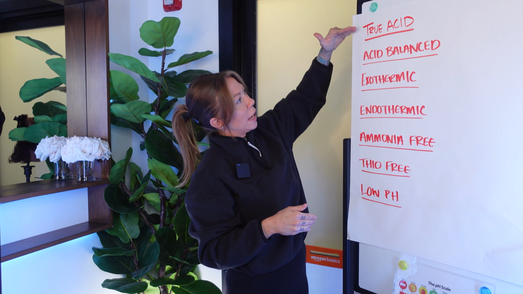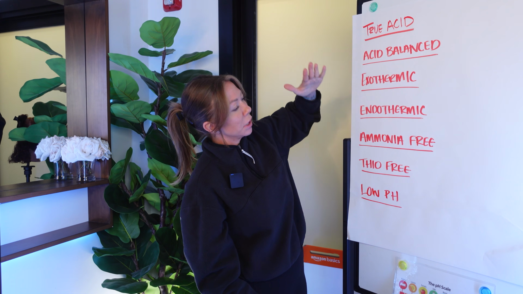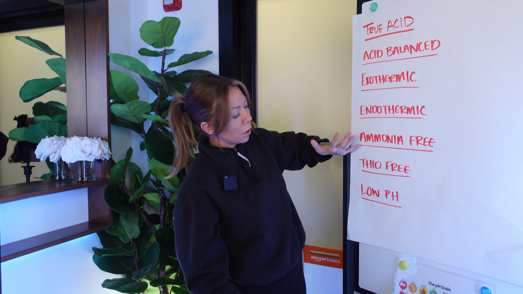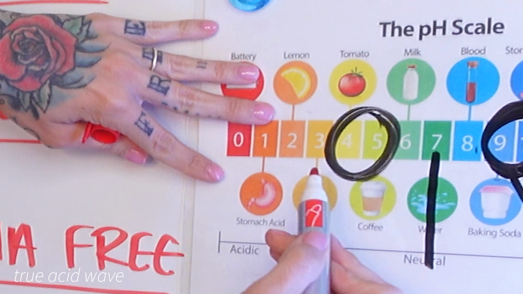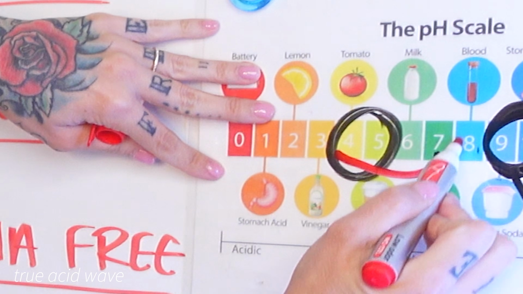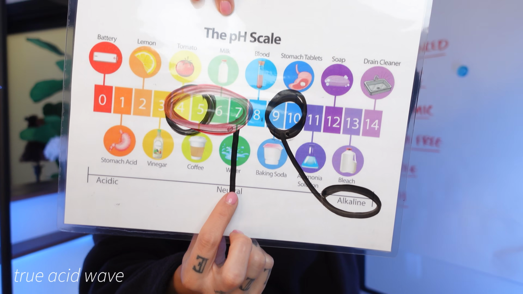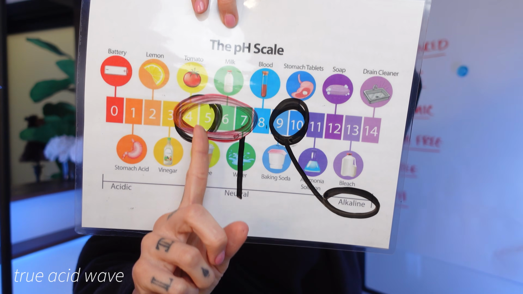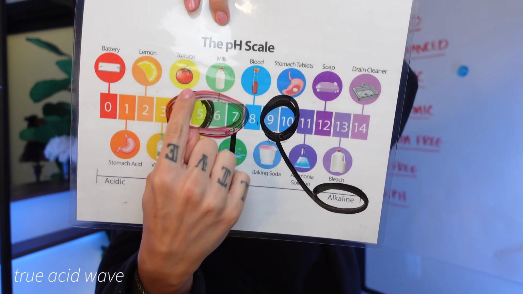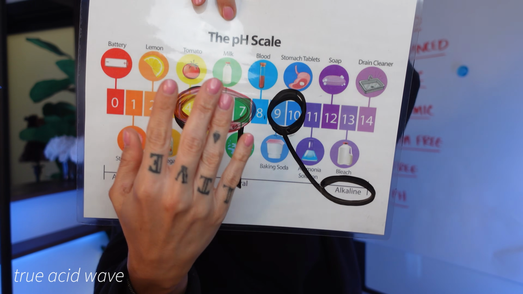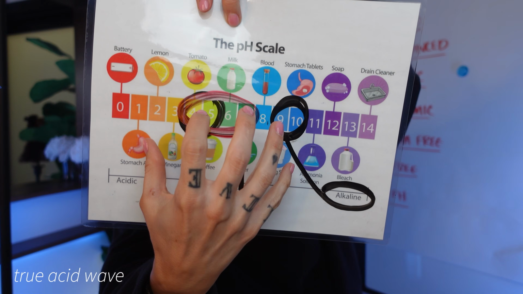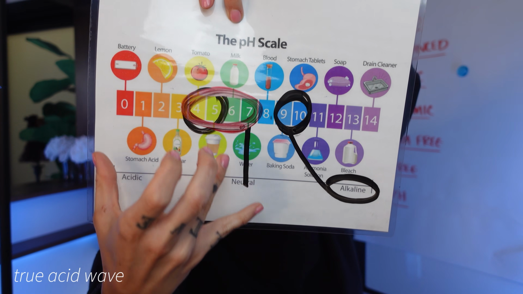And then now we're going to talk about the kids. Here's all the kids. True acid, acid balance, exothermic, endothermic, ammonia free, thio free, and low pH. True acid wave is 4.5 to 7 on the pH scale. So remember, neutral is 7, your hair is here, so it ranges all through here. A true acid wave. It's taking up a lot of the acidic side of the scale.